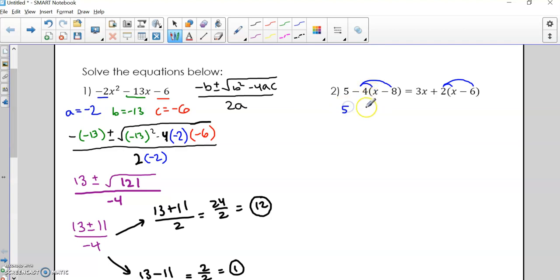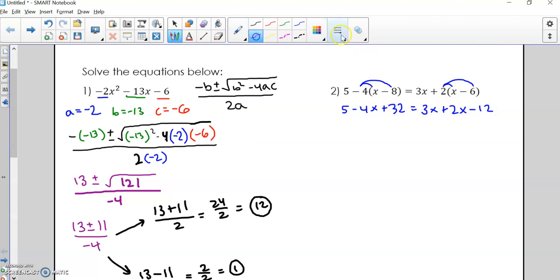So -4 times x is -4x. -4 times -8 is +32. And on the other side, that 3x is just as is. And we have 2 times x is 2x, 2 times negative 6 is negative 12.